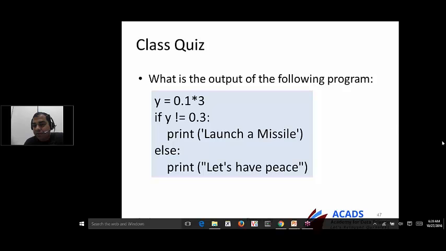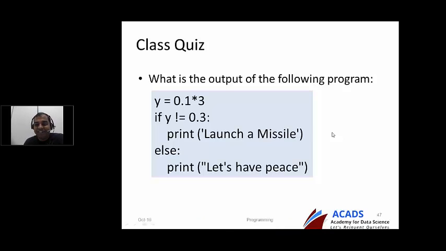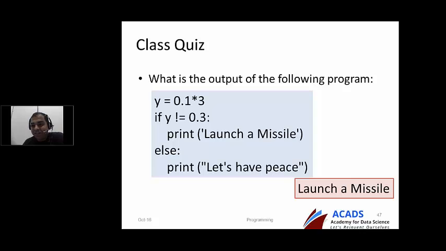Okay, so I got 50% of the answers now. So the answer to this quiz is launch a missile. And again, this will come as surprising for most of the people. Okay, so let me unraise the answer. So if someone has any question, they can raise your hand again. So why did this happen? This looks such a simple thing. So any guesses?